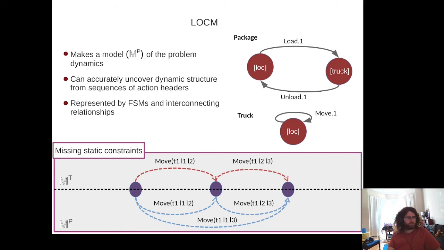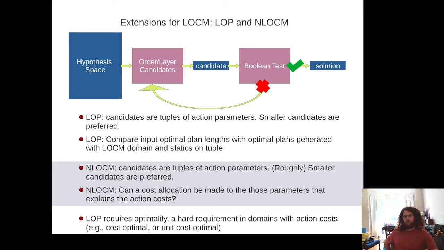We can consider some of the extensions that have been done to LOCM, in this case LOP and NLOCM. We can approximate these with a process of having a hypothesis space, some kind of ordering. Each of the candidates can go through a Boolean test. If it's satisfied, then that's a possible solution. If it's not, then you go to the next candidate in your ordering.